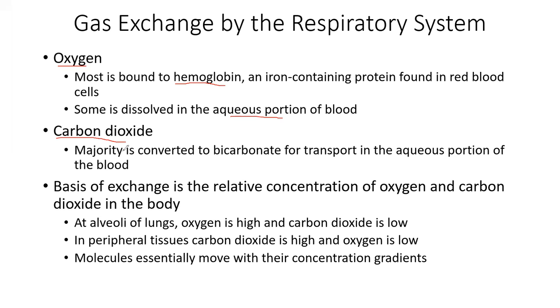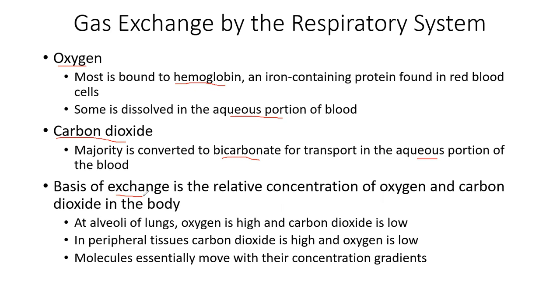Carbon dioxide, on the other hand, most of it's converted to bicarbonate, and then it can be transported in the plasma, and this is what raises the pH. But if the pH gets too high, then we won't exhale any of this, and it'll turn it into a carbonic acid, which will again lower the pH if it gets too high.